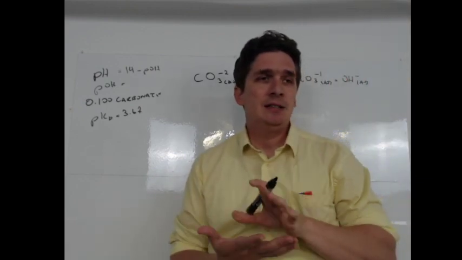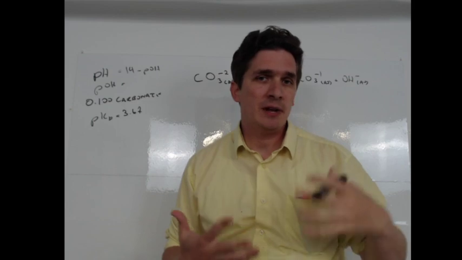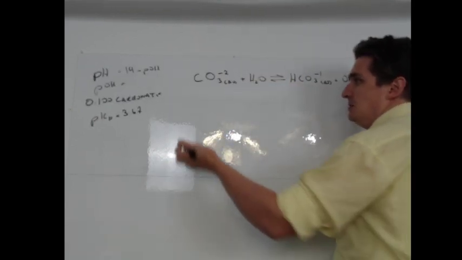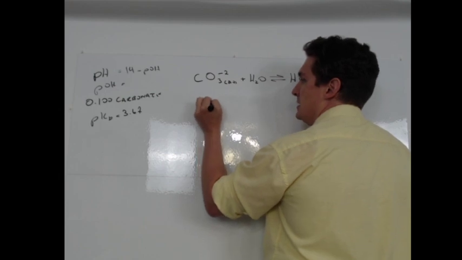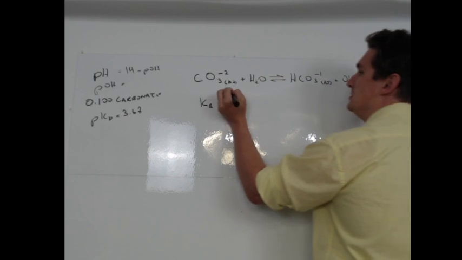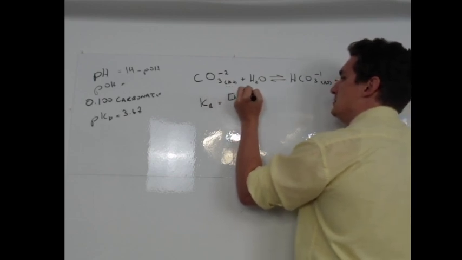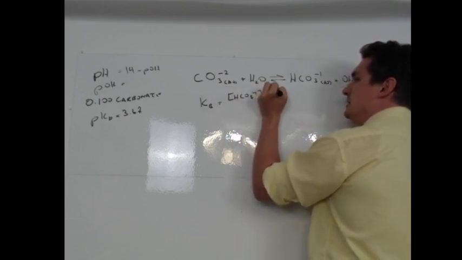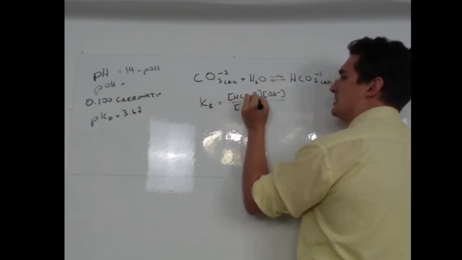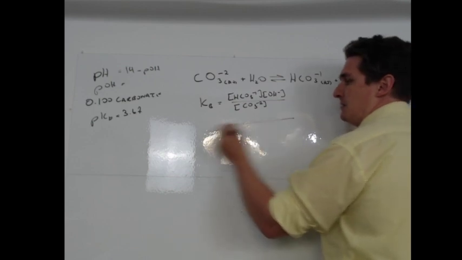But again, this is pretty much like all equilibrium problems. If we want to answer the question, we've got to have 3 components. We've got to have our expression for K. In this case, because it's a base, it's a Kb. This is going to be equal to Q at equilibrium. So it's the equilibrium concentration of HCO3 minus, bicarbonate, times the concentration of hydroxide, over the concentration of carbonate. And we have to have our IC table.